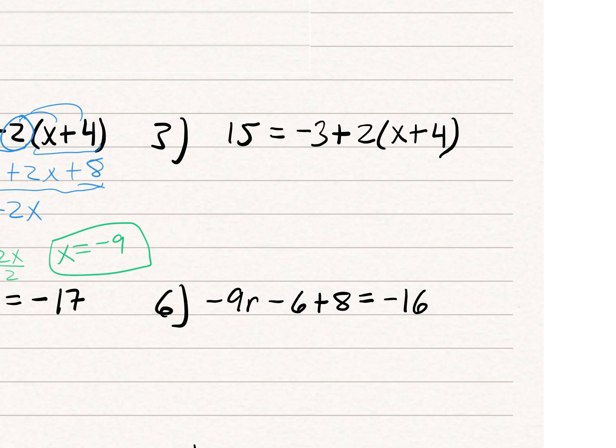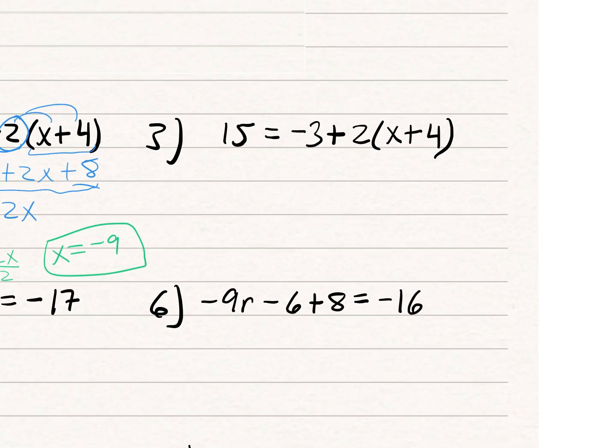Now let's try the same thing with number 3. This one's a little bit similar to the last one, right? Is there any distribution that you need to do first? There is, right? What are we distributing? We're distributing this 2, right? We distribute this 2 to each term on the inside of parentheses. And so we should get 15 equals -3 plus 2 times x is 2x, 2 times 4 is 8.